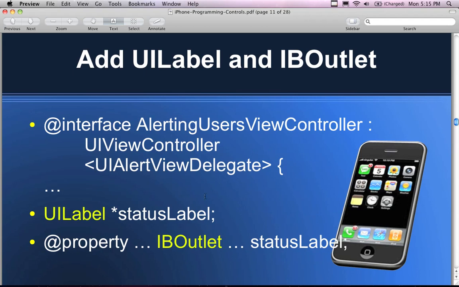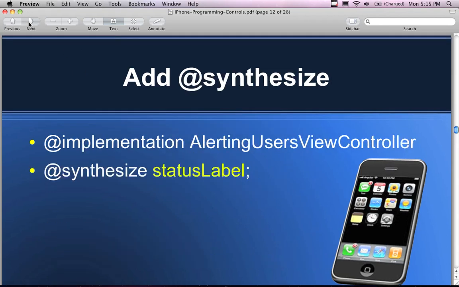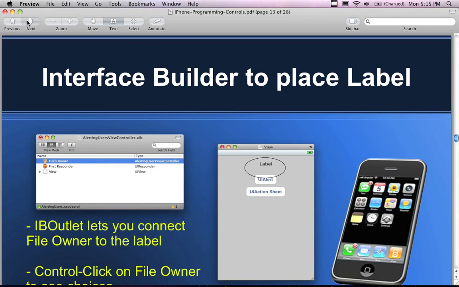So the UI label could be called a status label, where we could stick it on there. And then we have a property and IB outlet that would talk to the status label. In the implementation, we add the @synthesize, so we can @synthesize the status label. At the implementation, we have the alerting users view controller. So it does fall through to the model view controller kind of concept.